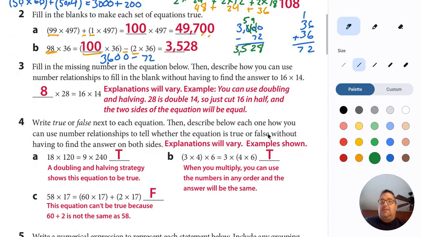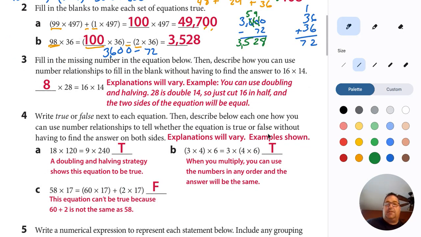All right, up next, fill in the missing number in the equation, then describe how you can use a number relationship. So blank times 28 equals 16 times 14. Well, we talked in class a little bit. Doubling and halving are pretty popular here, right? So if I have this 28, is that 28 related to the 16 or the 14? So we can kind of look back. This 14 is going to be related to the 28.